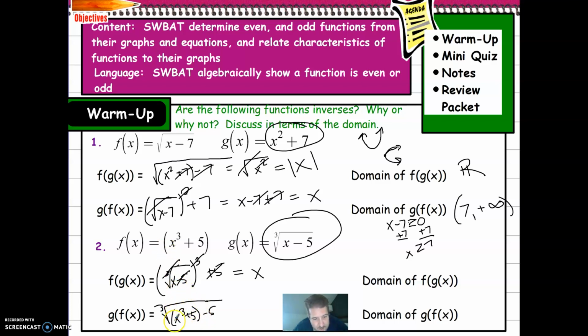Okay, so these parentheses are no longer needed, so these basically cancel each other out, and then cubic root and cubed cancel each other out, and you're left with just x. And then, like I said before, there's no restrictions on either of these, so the domains are going to be all real numbers, because cubic roots can be all real numbers, whereas square roots restrict the other side.